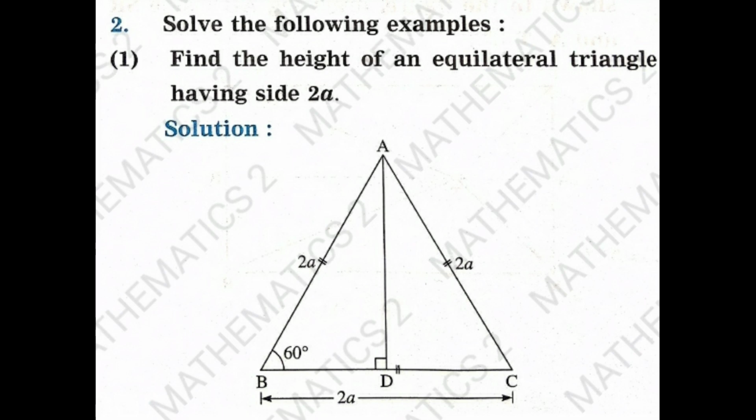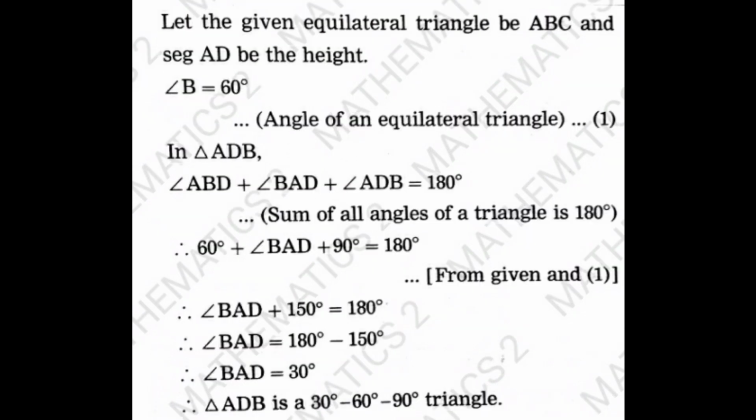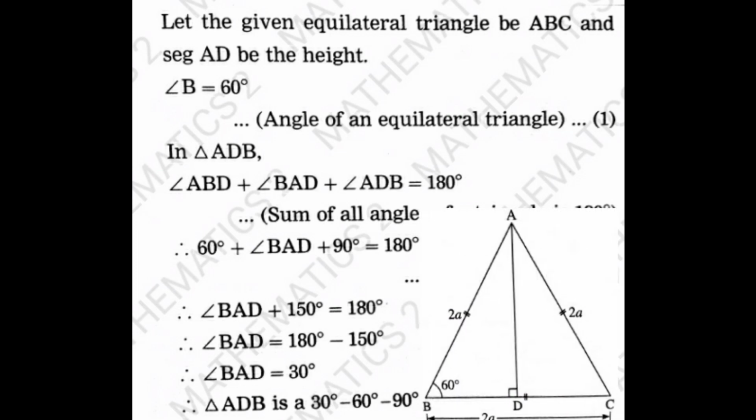The triangle is an equilateral triangle, therefore angle B is 60 degrees. So in triangle ABC, angle B is 60 degrees. Now we'll consider triangle ADB. In triangle ADB, angle ABD plus angle BAD plus angle ADB is equal to 180 degrees. That is, the sum of the measures of all angles of a triangle is 180 degrees.